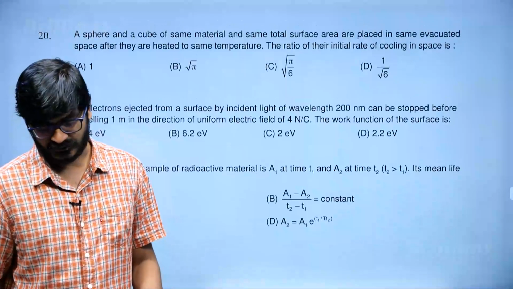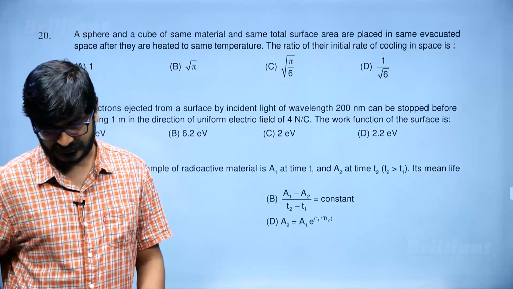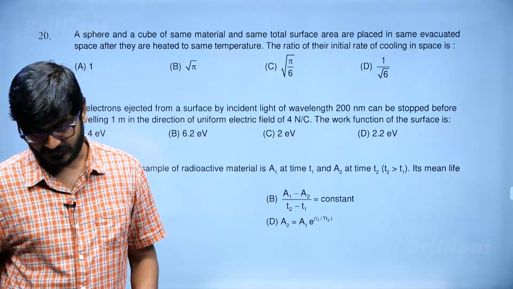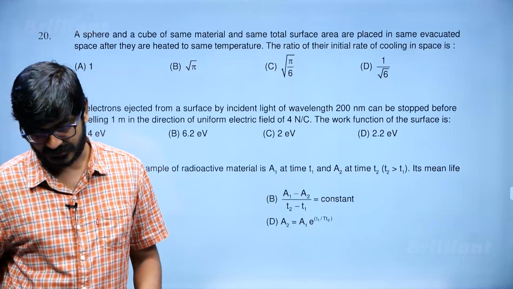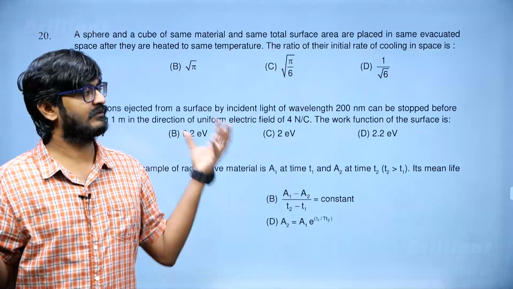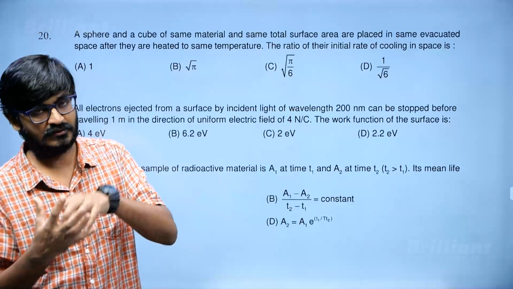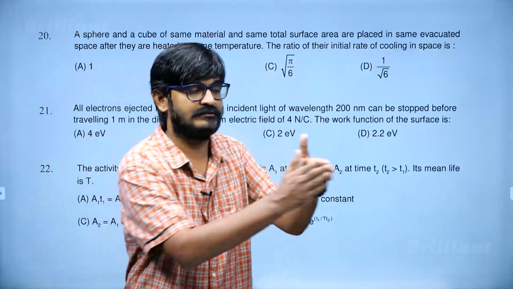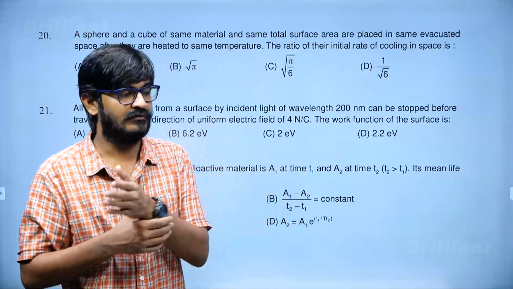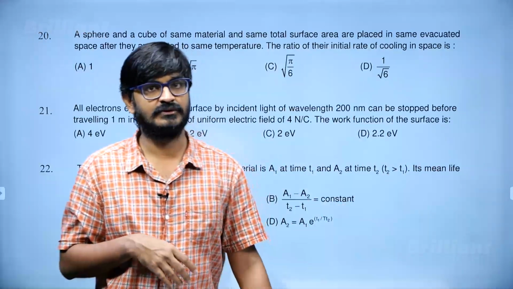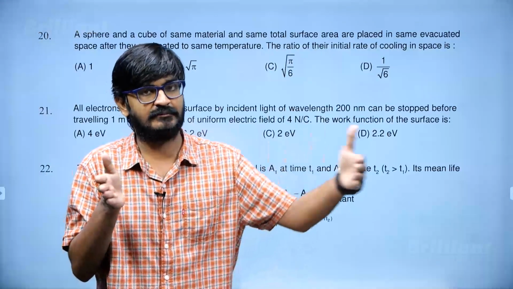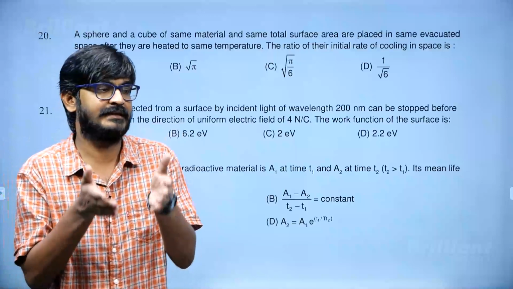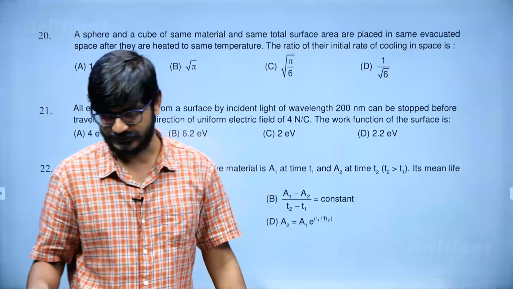The next question, all electrons ejected from the surface by incident light of wavelength 200 nanometer can be stopped before traveling 1 meter in the direction of a uniform electric field. So what is happening? You are sending some light, then because of that some photoelectron is emitted, but while it is going this way, you are trying to pull it back. So after traveling a distance of 1 meter, it is going to stop. So after traveling some potential difference, it will stop, right? So it has some kinetic energy which is getting converted into potential energy.